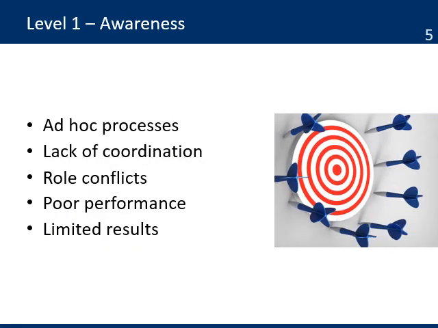Level 1, awareness. The common characteristics of organizations at level 1 of the project management maturity model are: processes are not well documented and are constantly changing. There is no coordination in the use of resources across the different projects or units. There is poor monitoring of project performance. There are conflicting roles and responsibilities, and results are limited.